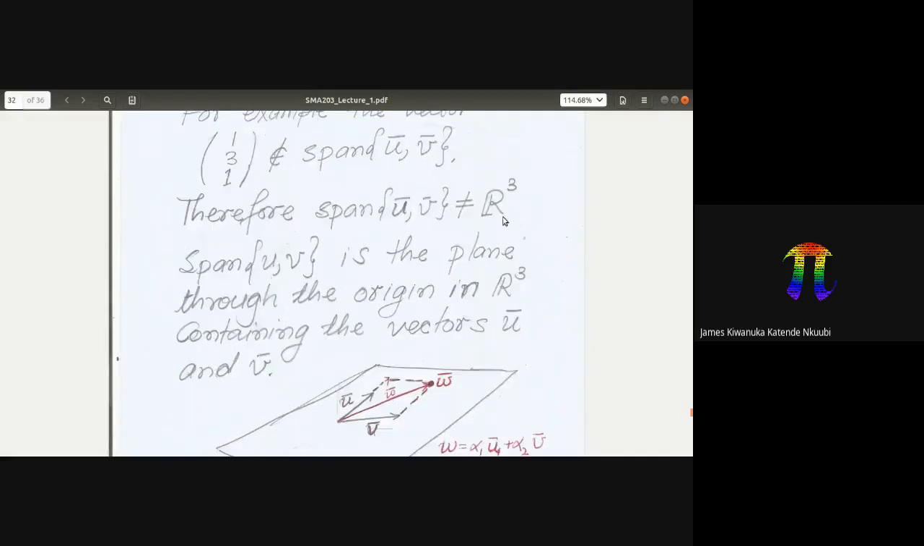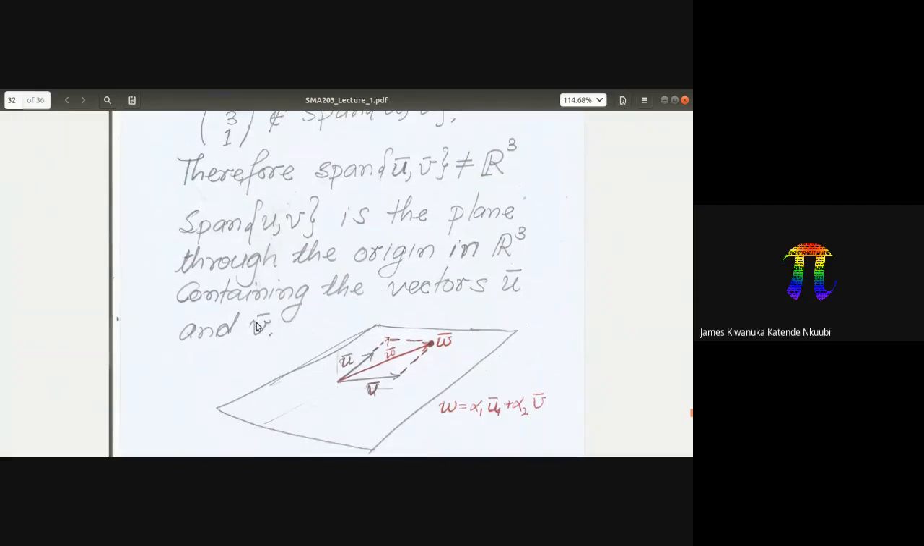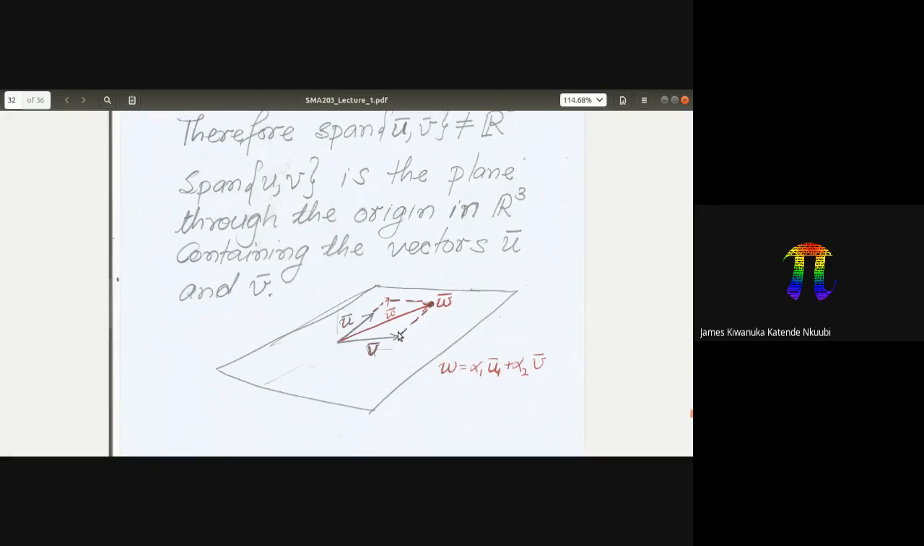We can describe the span of U and V as a plane which goes through the origin in R3 and contains the vectors U and V. And any other vector, say W, on the plane can be obtained by simply moving in the direction of U and then in the direction of V.